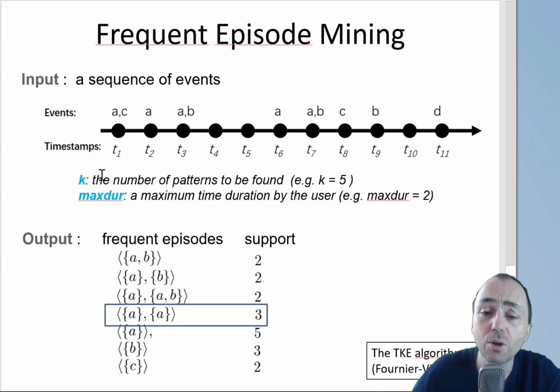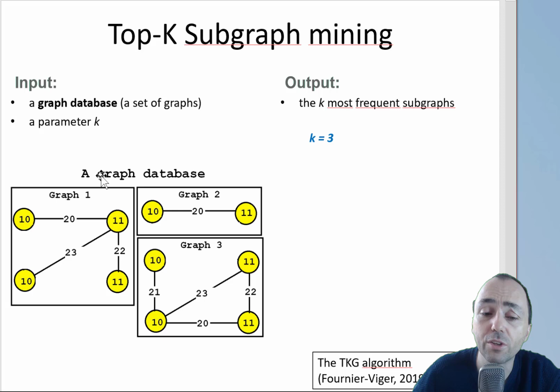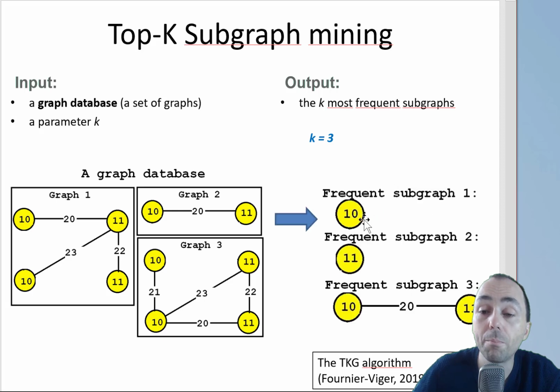So there are also other types of data we can analyze, like graphs, for example. Here I will skip the details, okay? But if we have a database of graphs, we could find some patterns that appear in these graphs. So we also have algorithms to analyze graphs and so on. But again, I will skip the details, okay?